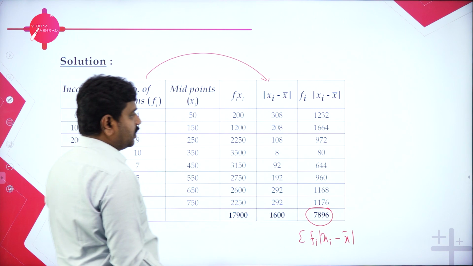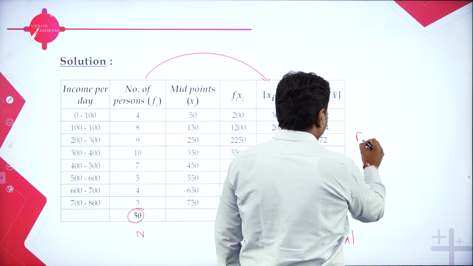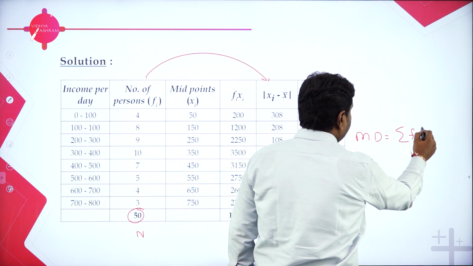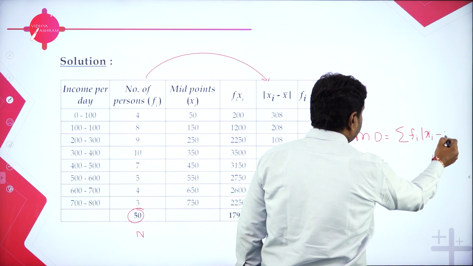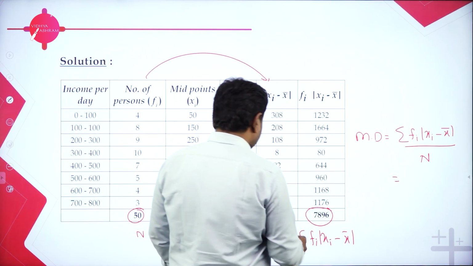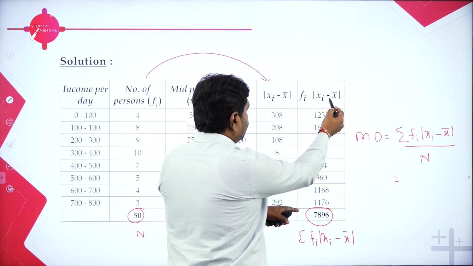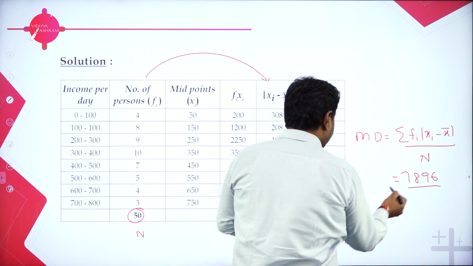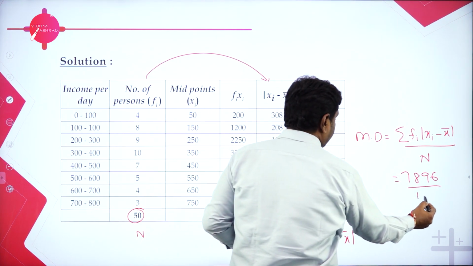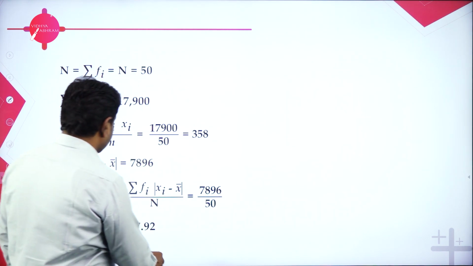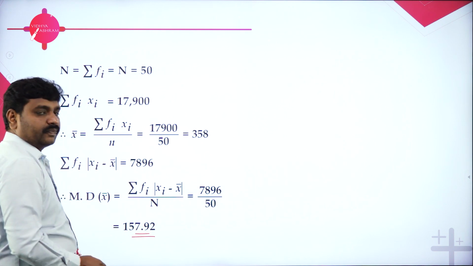So now we'll go for mean deviation. What is the mean deviation formula? Mean deviation is sigma fi into modulus of xi minus x bar by n. So the numerator part, sigma fi into modulus of xi minus x bar, is 7896, divided by n, the sum of the frequency, that is 50. So simplify this. When you simplify, you will get 157.92.